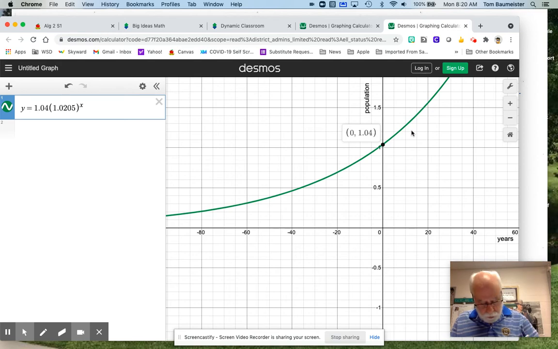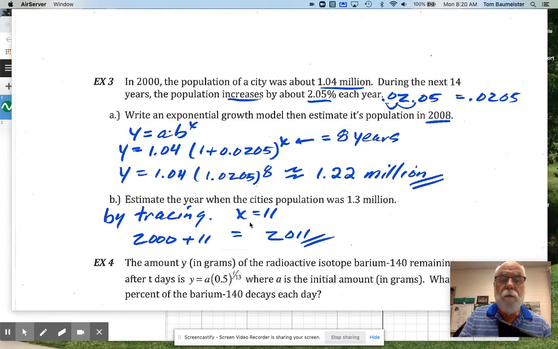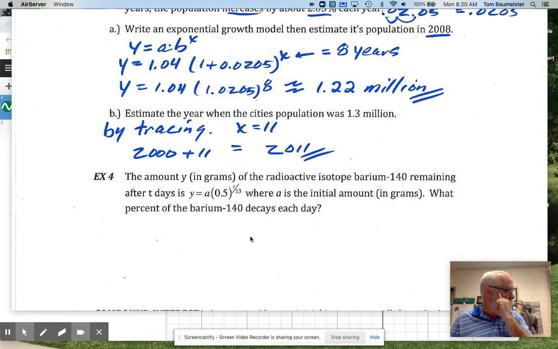So again, we're going to take that, and we will add that to the year 2000. And that will tell us that the population at 1.3 million was in 2011. Okay? Oh, sorry. But I put it right there for you. Okay. A couple more examples here for you.